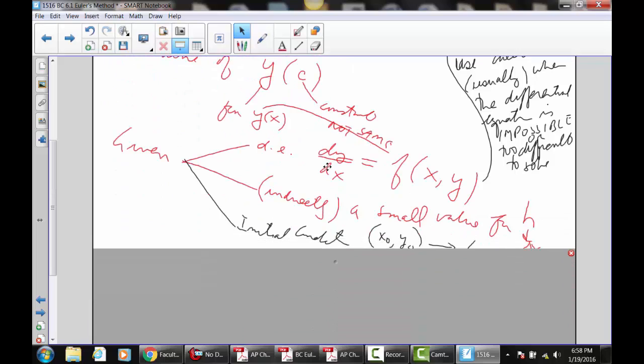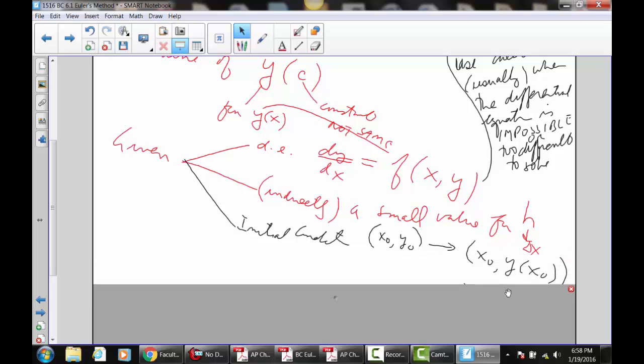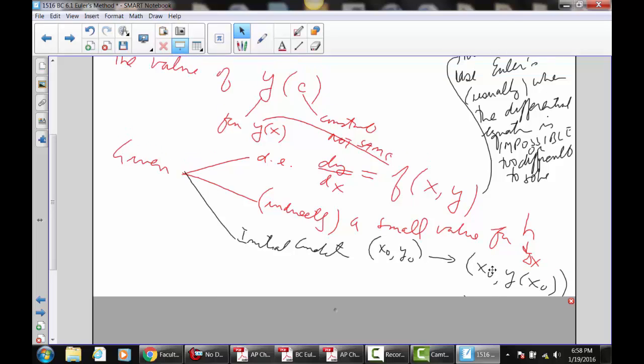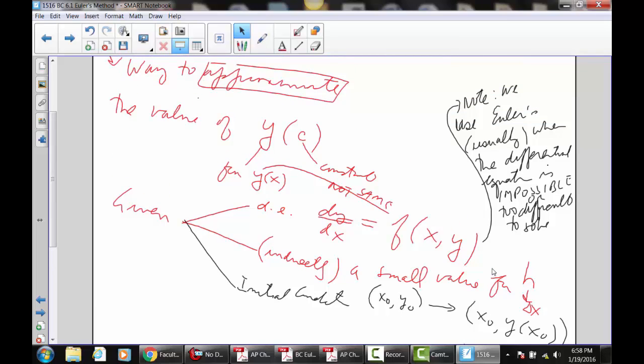They're going to give you a differential equation, dy dx equals a function of x and or y. So it might be dy dx equals 3x squared, might be dy dx equals y cubed, might be dy dx equals x squared plus y. They'll also give you, sometimes indirectly, a small value for h, which is your delta x, and they'll give you an initial condition x0, y0, which means that is a point on the solution.